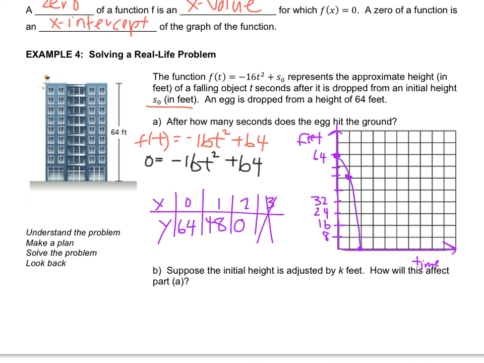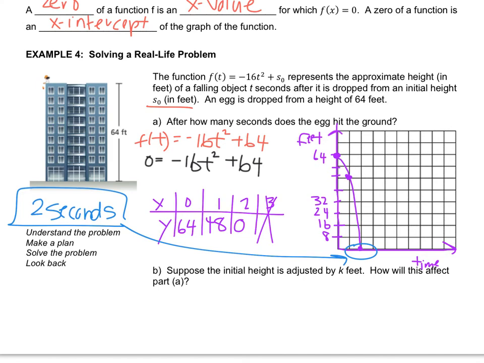Now I just need you to understand this is not the path of the egg. This is the height at a particular time. Because this egg, if you look in this picture, is just going straight down. The egg isn't going to curve. It's just going to go straight down. But this graph represents where it would be at any given time. So how many seconds does it take to hit the ground? Well, it's hitting the ground at 2 seconds, because that's where the x-intercept is.